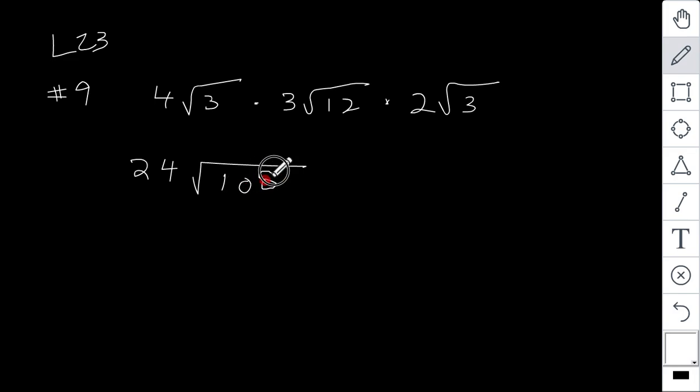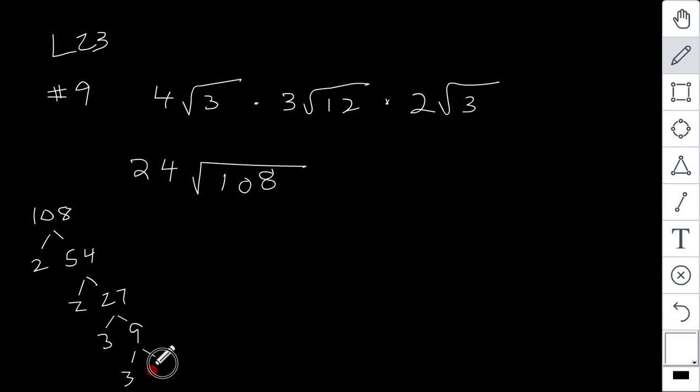See, this is the long way, guys. Do you see how long? And then I would do this. 108 would be 2 times 54, and then 2 times 27, and then 3 times 9, and 3 times 3. Very long, right?